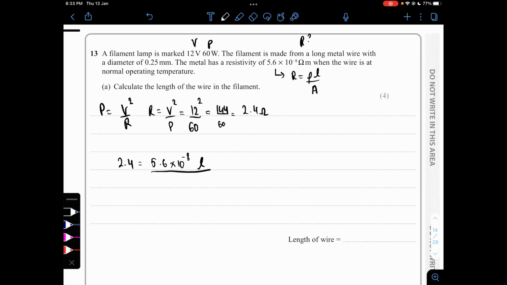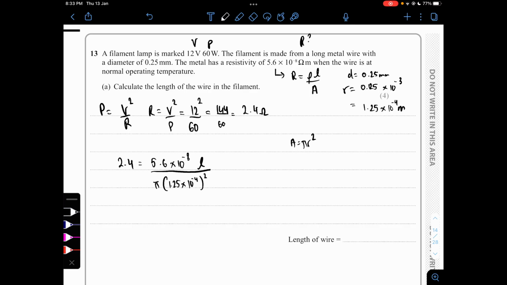What about the area? We don't know what the area is, but we do know the diameter is 0.25 millimeter. So the radius would be half it, so 0.125 millimeters. So this just times by 10 to the power of minus 3. That's the same thing as saying 1.25 times 10 to the power of minus 4 meters. We know the area is pi r squared, the cross-sectional area. This would be 1.25 times 10 to the power of minus 4 whole squared.